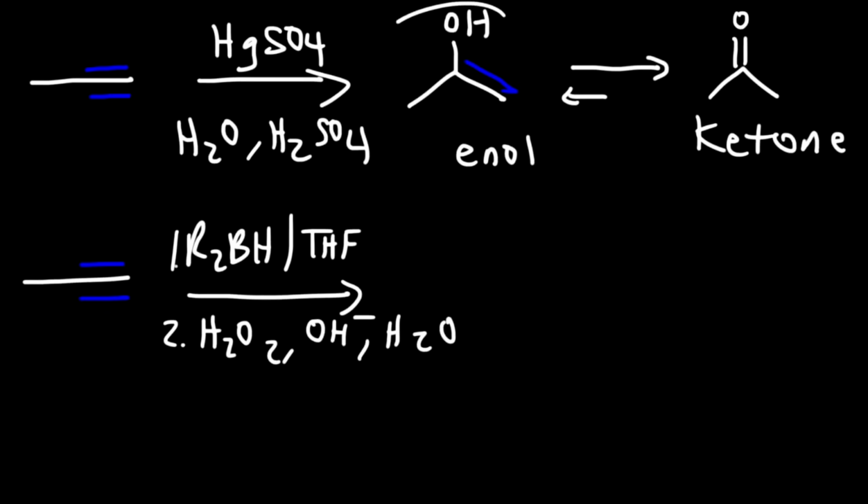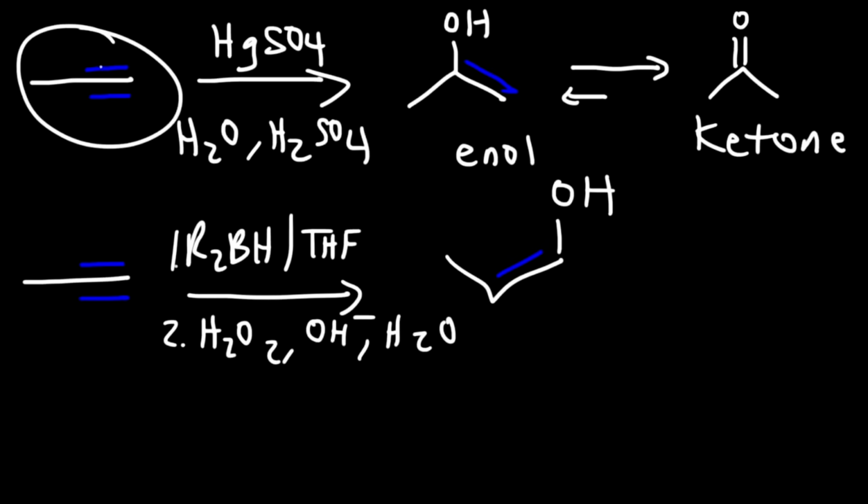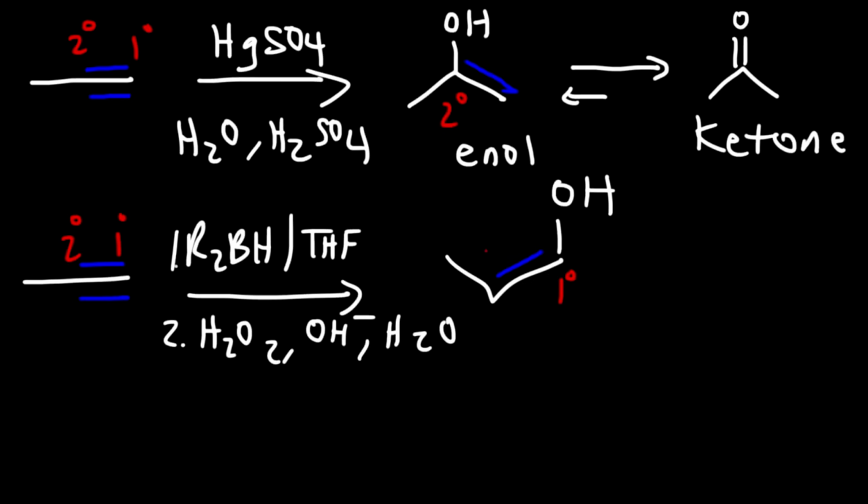So it's going to be very similar to what we have here. We're going to get an enol, but the OH is going to be on the less substituted carbon atom. So this reaction proceeds with anti-Markovnikov addition. The OH group is on the secondary carbon if you use mercury sulfate, but if you use hydroboration-oxidation, the OH group is on the primary carbon as opposed to the secondary carbon. So make sure you can distinguish the results of these two reactions.